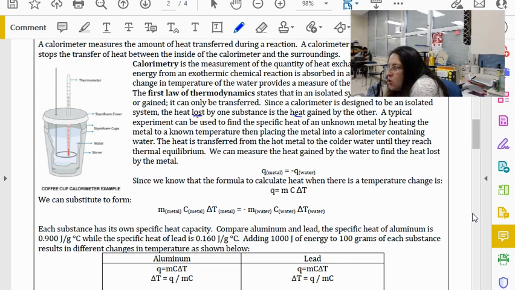We don't do the unknown. What I do is I give you the accepted specific heat value, and you have to see how close you are to calculating that.